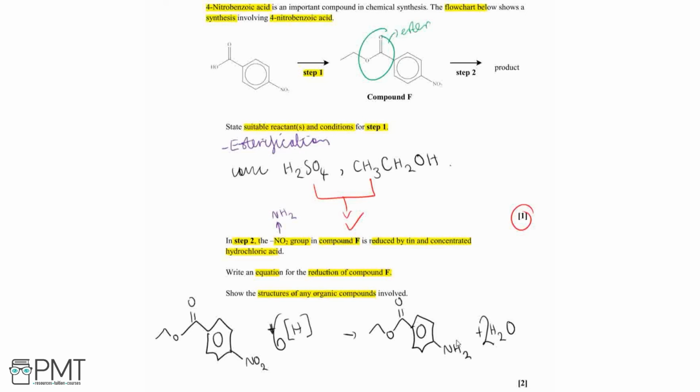So now we've drawn out our organic structures and we've balanced the equation. So 1 mark is for drawing out both of the structures. So you need to have both of these organic structures in order to get that 1 mark. And the second mark is for balancing the equation correctly.